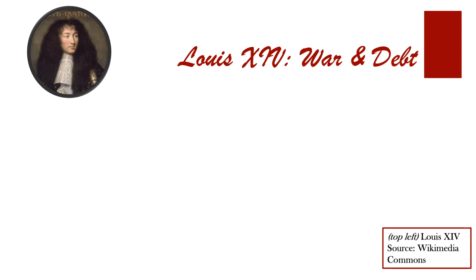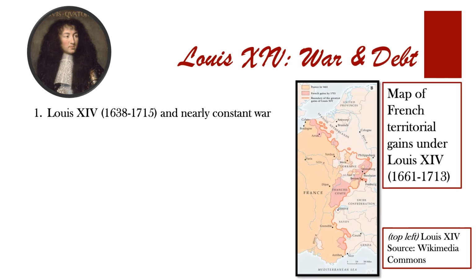All right, now let's take a look at what French kings did with this financial situation and how their decisions ended up hurting the French monarchy over the course of the 18th century. It all began with Louis XIV. Louis XIV spent almost his entire reign fighting wars with his European neighbors, and he was largely very successful.